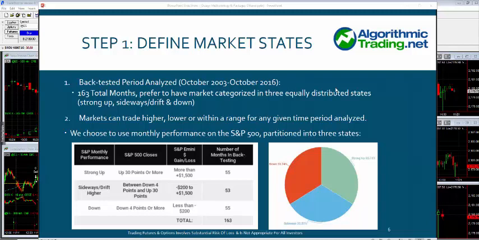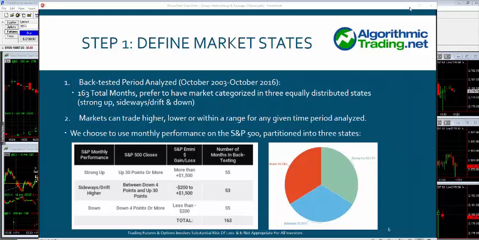Again, the market can trade higher, lower, or within a range for any given time period analyzed. So someone could do this on a 1-minute chart and analyze each 1-minute candle as its own kind of performance state. You could do it on days, you could do it on months, I guess you could even do it on years. We chose to do it on a monthly basis because we felt that that would give enough room to see how the strategy traded throughout that period. So again, we define the market states into 3 categories. The market is either going up, it's either going sideways, or drifting higher, or down.